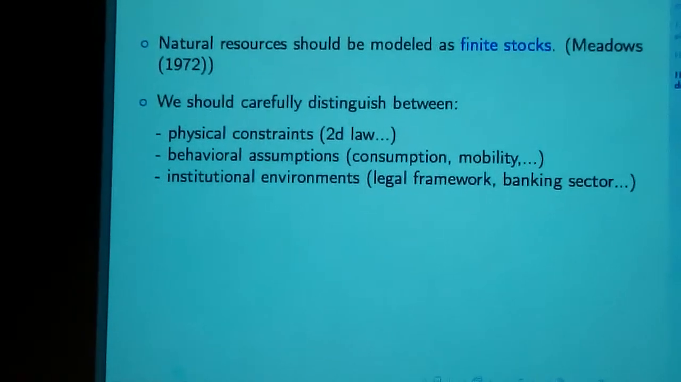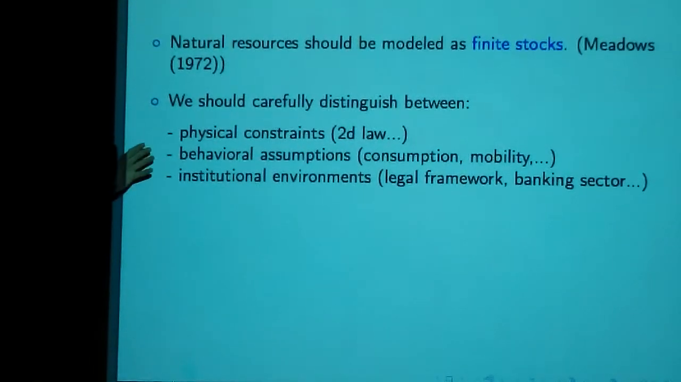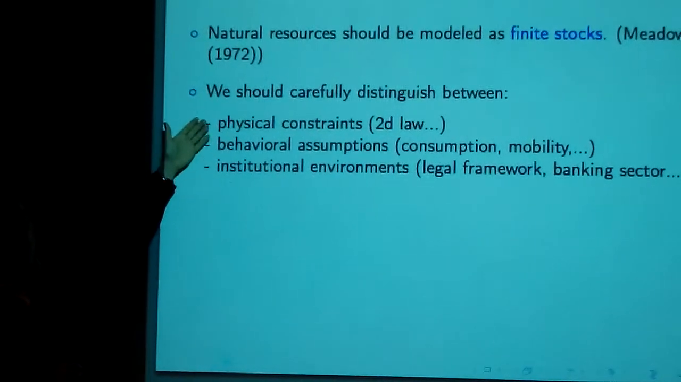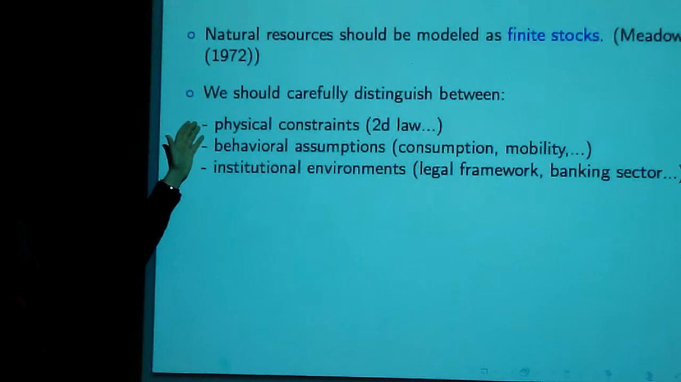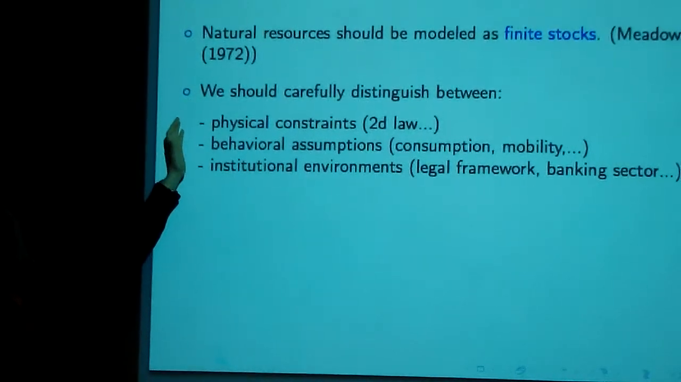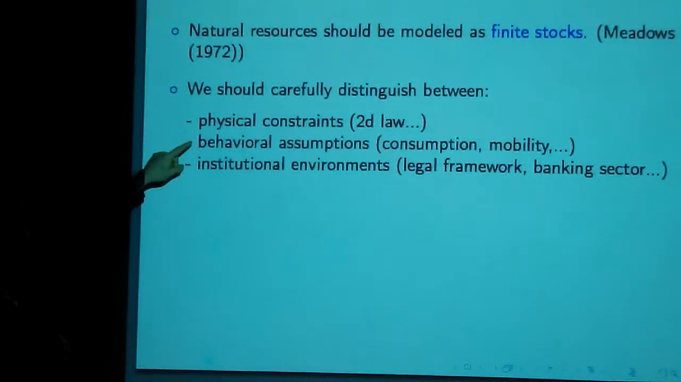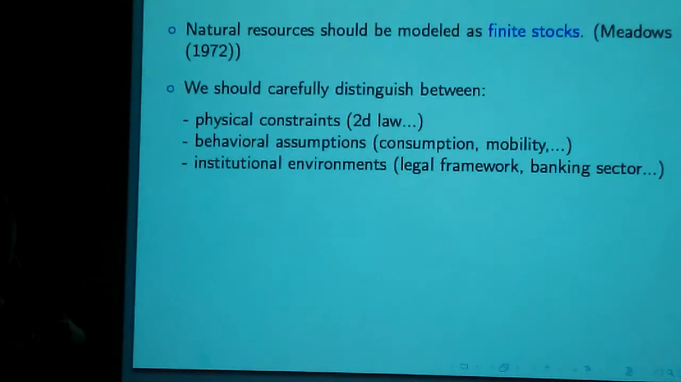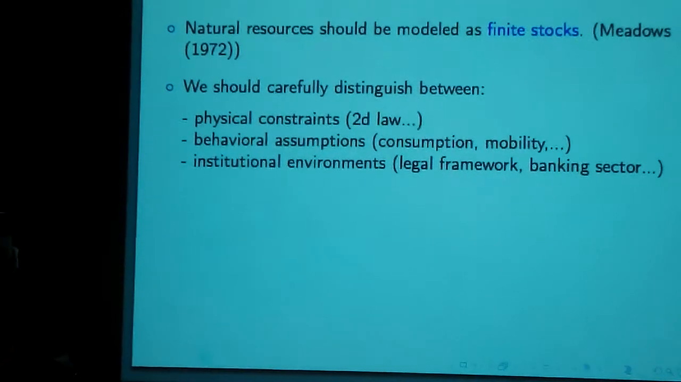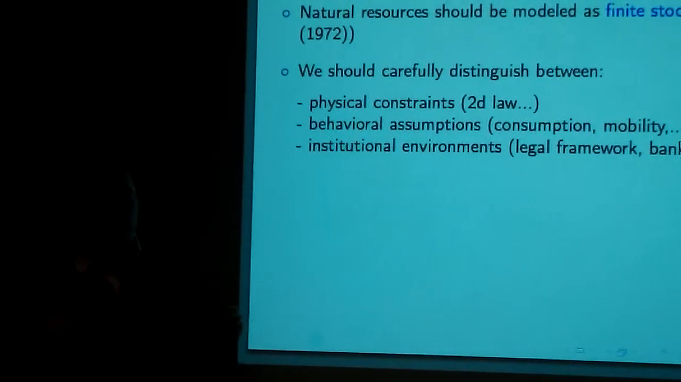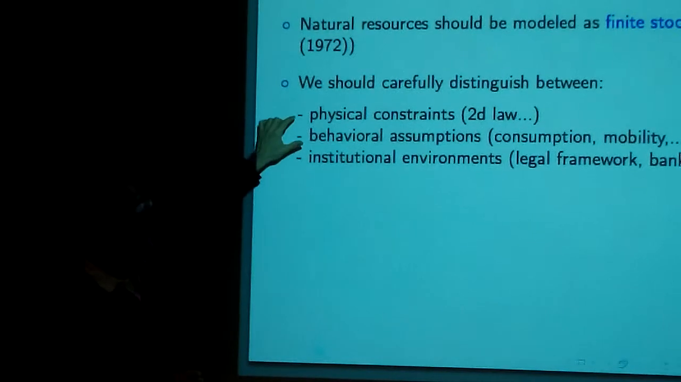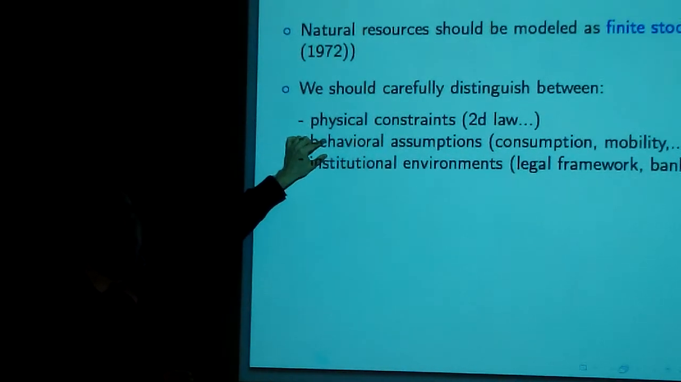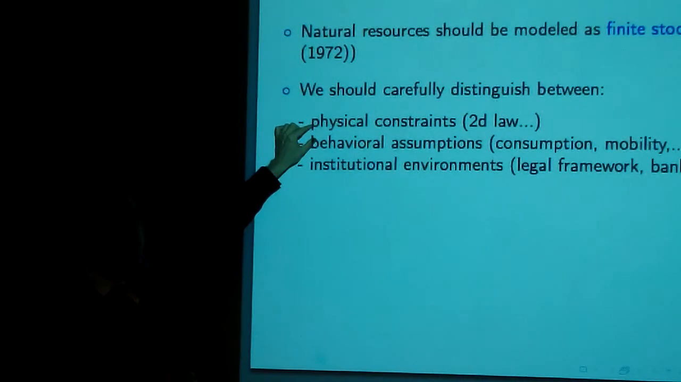From my point of view, we should carefully distinguish between three kinds of constraints in our scenarios and in our models. There are physical constraints, like the second law of thermodynamics. We cannot play with them; they are mandatory. There are behavioral assumptions, for instance when we assume that people will agree to reduce the consumption of energy by 20% in 10 years. But this does not have the same status as physical laws. Maybe we can discuss the second kind of constraint, not the first kind.